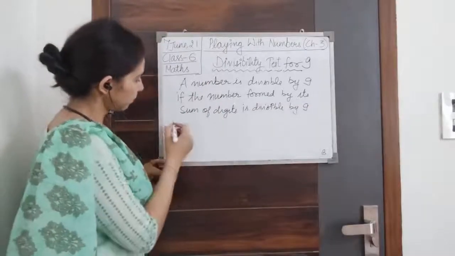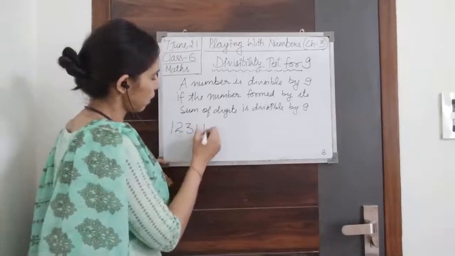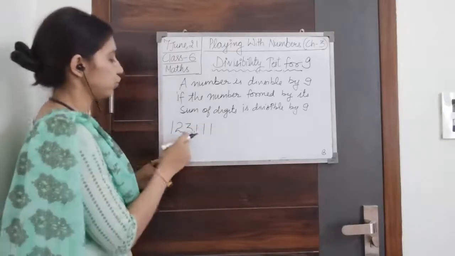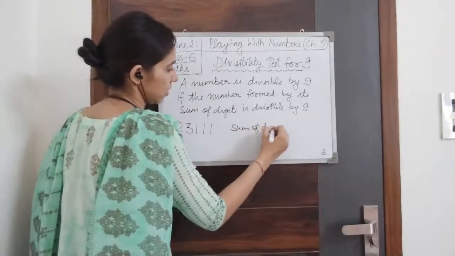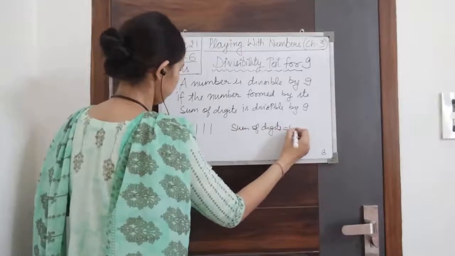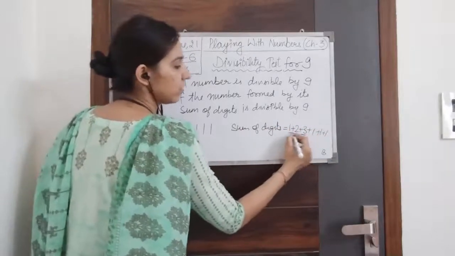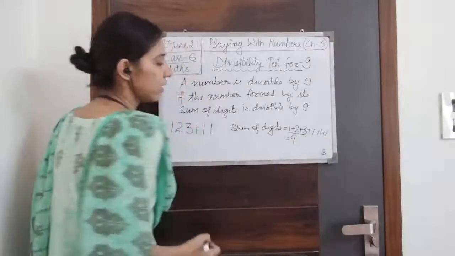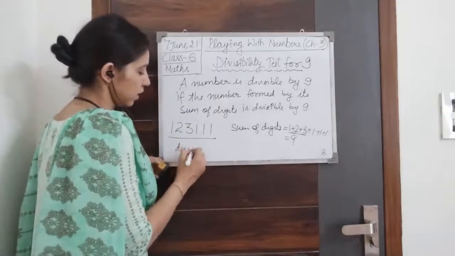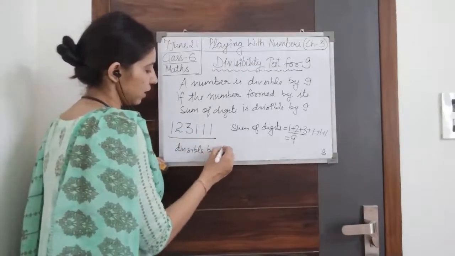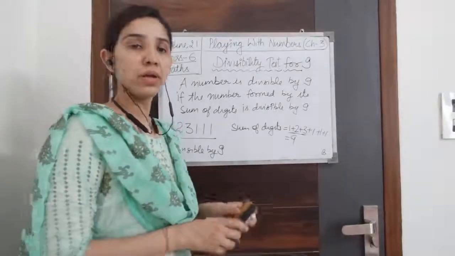Suppose we have 123111. ठीक है, 123111. Sum of digits क्या होगा इसमें? Sum of digits will be 1 plus 2 plus 3 plus 1 plus 1 plus 1. 3, 6, 7, 8, 9. 9 is divisible by 9. It means this number is divisible by 9. ठीक है, now we have 2 more tests.